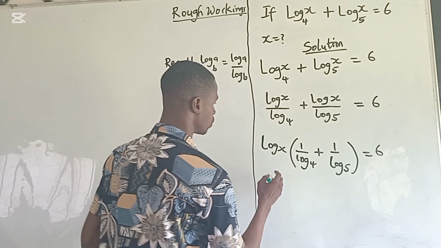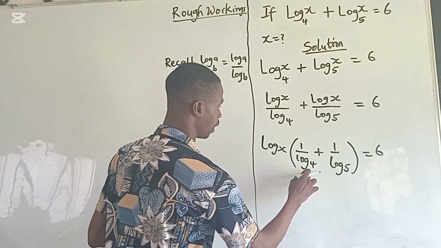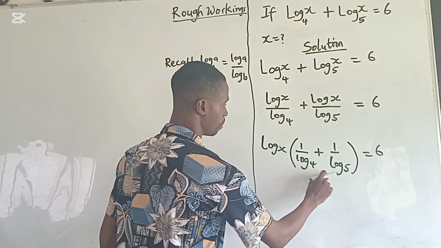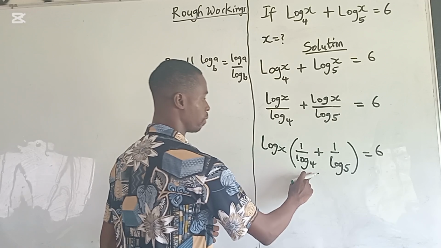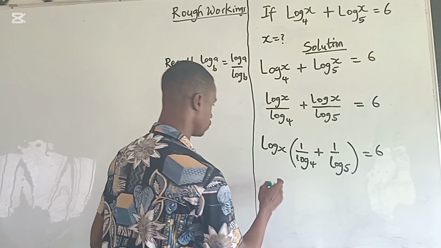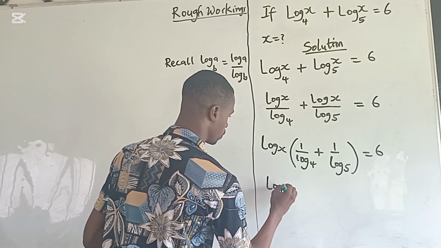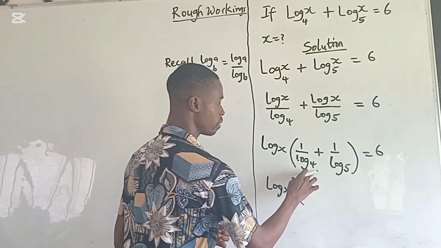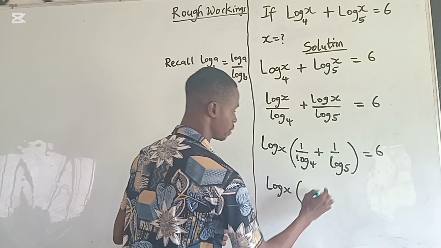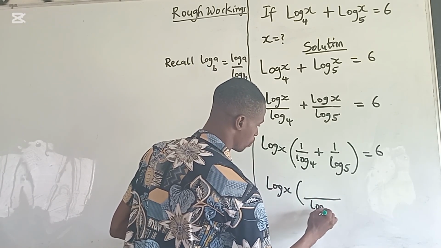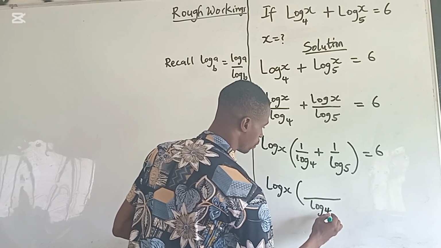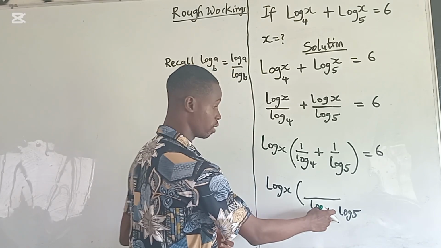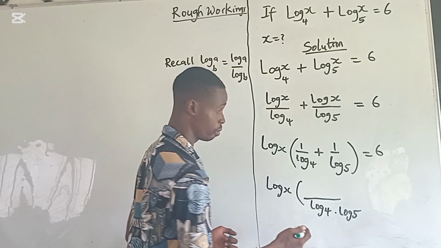So now, we then have what? This is log 4 and log 5. We are going to find the LCM. So the LCM will be log 4 dot log 5. So now we have log x, open bracket. The LCM of log 4 and log 5 is log 4 dot log 5. Mind you, this dot here represents multiplication, not decimal points, okay?